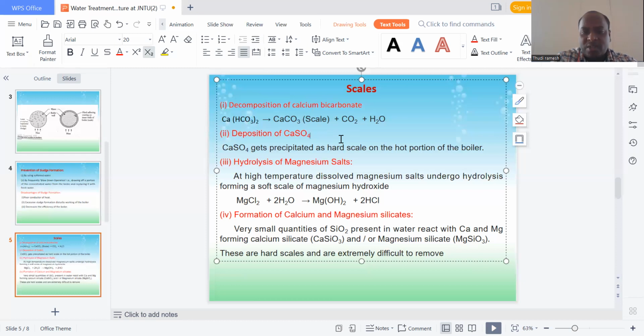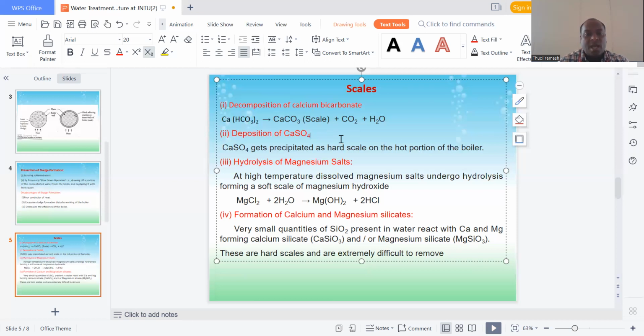Even the magnesium salts, when they undergo hydrolysis, form magnesium hydroxide. A soft scale-like substance forms when magnesium chloride, which is a permanent hardness causing salt, undergoes the hydrolysis process and forms magnesium hydroxide. Magnesium hydroxide is also a soft scale forming substance here.